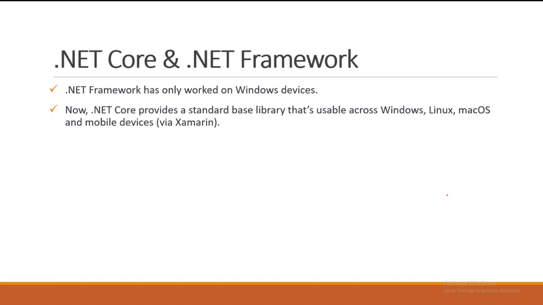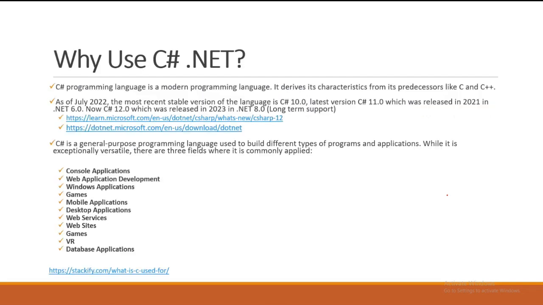Before that, they used .NET Framework for Windows and .NET Core also for all platforms. And now we are going to continue with .NET Core. It is for all platforms, for Mac, for Linux, and mobile also, Xamarin, and so on. Why use C# and .NET? Yes, it is correct. It derives its characteristics from its predecessors like C and C++.